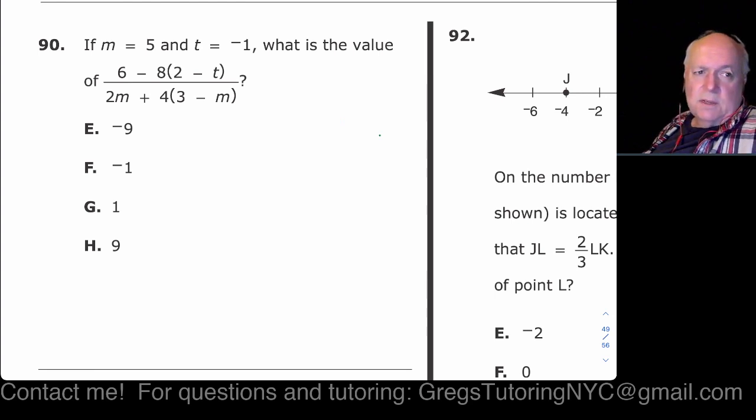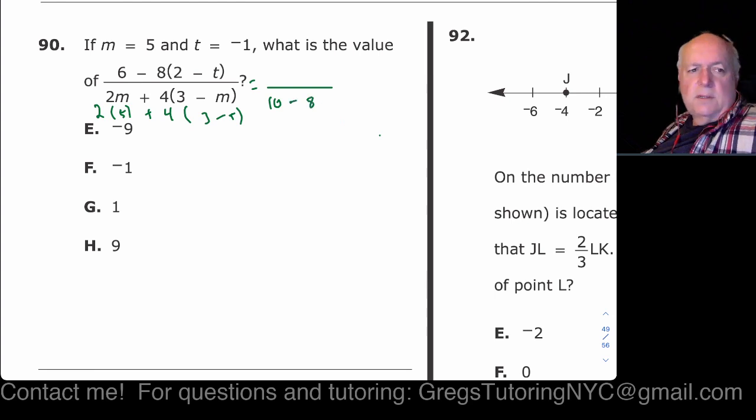So we basically have 2 times 5 plus 4 times 3 minus 5. All right, so what's that going to give me? I'm going to get 10, and 3 minus 5 is minus 2, so I'm going to get minus 8. Okay, so my denominator is going to be 2, so hopefully that helps us. That implies, looking at the answer choices, that my numerator is either going to be 2, minus 2, 18, or minus 18. So we can maybe use that if the 2 at the bottom is correct, obviously.